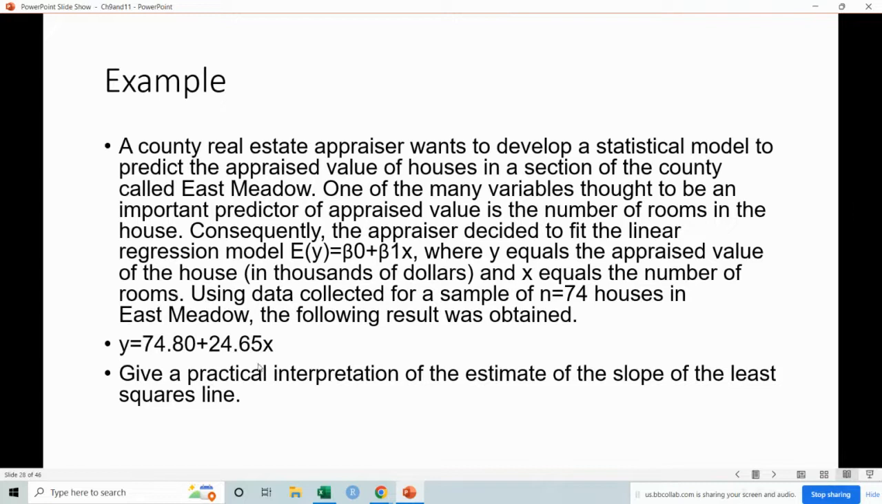But we know that for each room that we add, so if there was 2 rooms, we multiply 24.65 times 2, and we would add it to that intercept, and then we would know what a 2-room house would be valued at. And you do the same thing for each room you add. So a 10-room house, we would multiply 24.65 times 10, add 74.8, and then we would know what a 10-room house appraised value should be. So that is kind of like the very basics of how you interpret a regression output.